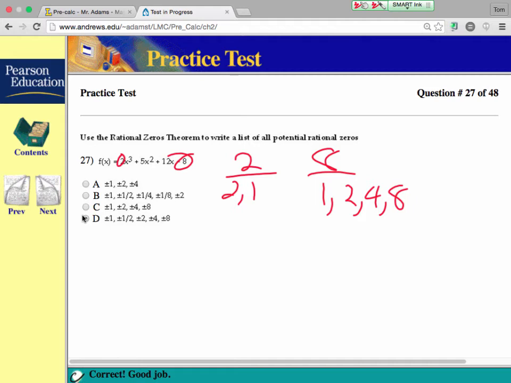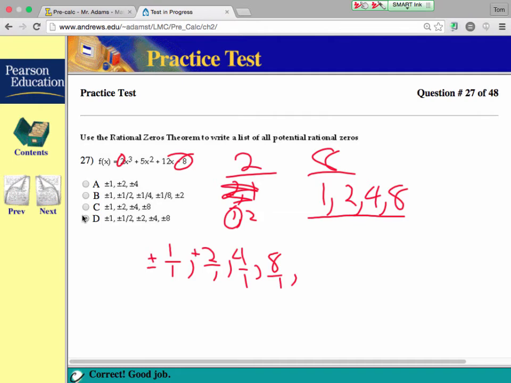Okay? So you would get like 1 over 1 if I were to change this from 1 comma 2. So I'm going to do 1 comma 1, 2 comma 1, 4 over 1 comma 8 over 1. So that's like doing the ones with all of these. Then I'm going to do 2. And it's plus or minus for each one of these.